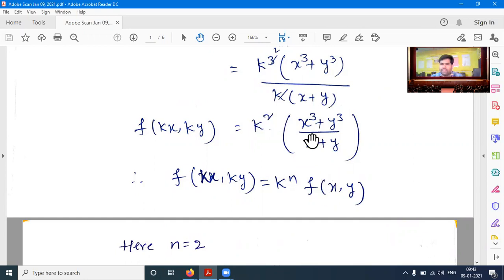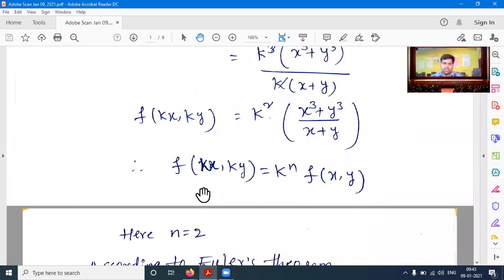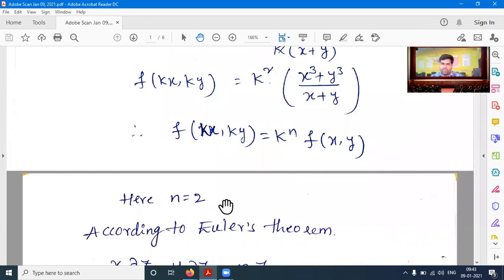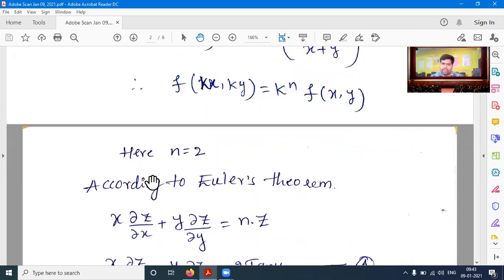F of x comma y is nothing but x cube plus y cube by x plus y. Therefore, f of kx comma ky is equal to k to the power of n into f of x comma y. So n is equal to how much here? 2. So here n is equal to 2, then the degree of the equation is 2. If this condition is satisfied, it is a homogeneous equation. Then by Euler's theorem.